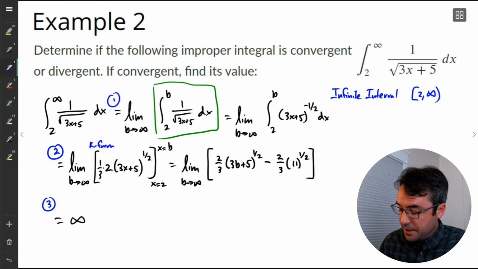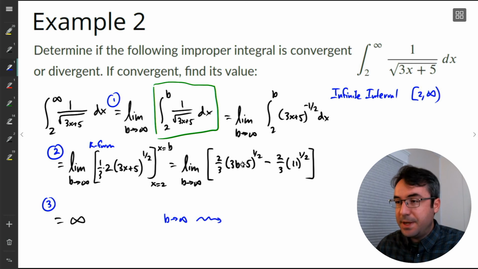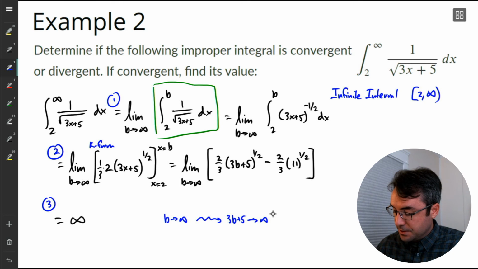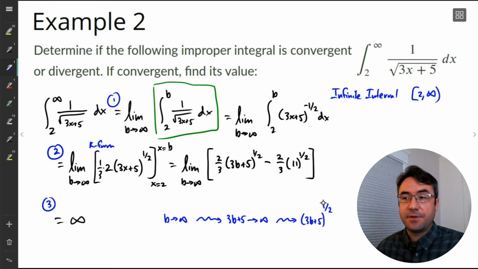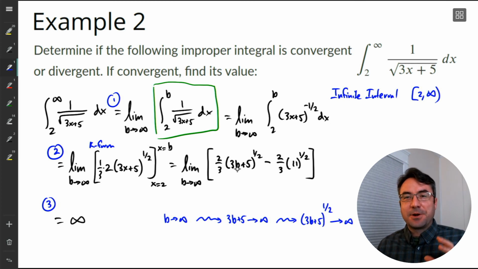So you might be thinking here, b is approaching infinity. So b is getting larger and larger positive, which means 3b plus 5 is getting larger and larger positive, which means 3b plus 5 raised to this positive exponent, 1/2, is getting larger and larger. So it's approaching infinity. All right, so at this point, we're probably going to have to dust off some of these limits at infinity.